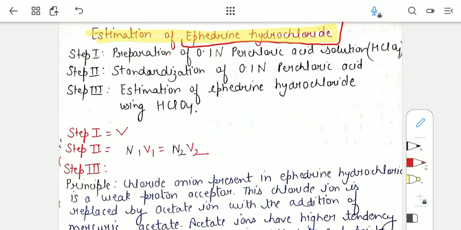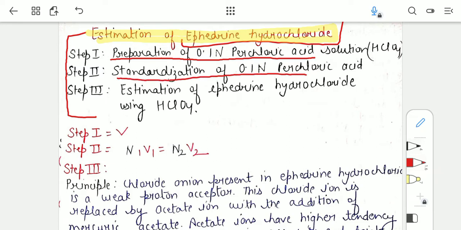In this estimation also we will perform three steps, the same way we have done for the estimation of sodium benzoate. In the very first step we will prepare 0.1 normal solution of perchloric acid. In the next step we will standardize our 0.1 normal perchloric acid solution which we have prepared in step 1, and in step 3 we will estimate our ephedrine hydrochloride by using perchloric acid solution.